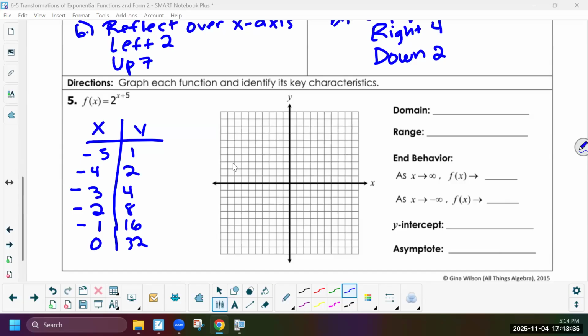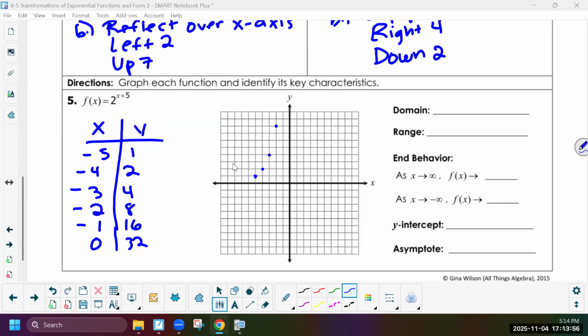So if I look at this, I can definitely do -5, 1. Okay, I can do -4, 2. I can do -3, 4. And -2, 8 is up here. That's probably all I can fit on here.